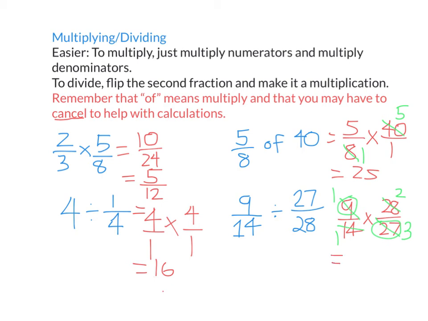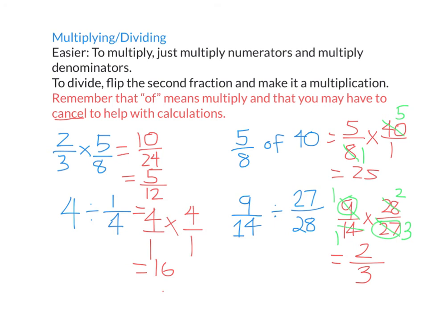On the top, I just have 1 times 2, which is 2. On the bottom, 1 times 3, which is 3. Now, this answer 2 over 3 can't simplify because 2 and 3 don't have any common factors other than 1. My final answer is 2/3, and I'm done.